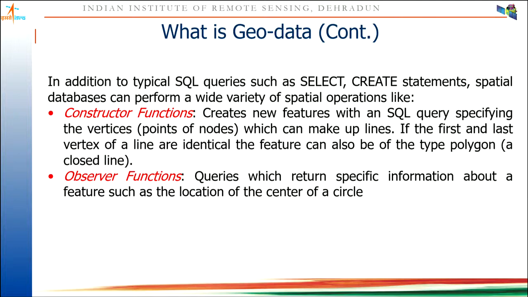The next important characteristic of geodata is that I should have a constructor function. A constructor function means creating a new feature with an SQL query, specifying the vertices, the points or nodes, which can make up a line. If the first and last vertices of a line are identical, the feature can also be a polygon. So that means it is a constructor function. When I am storing different coordinates like x1, y1, x2, y2, and x3, y3, and I combine all three coordinates together, can I create a line? Can I create a polygon or some other feature?